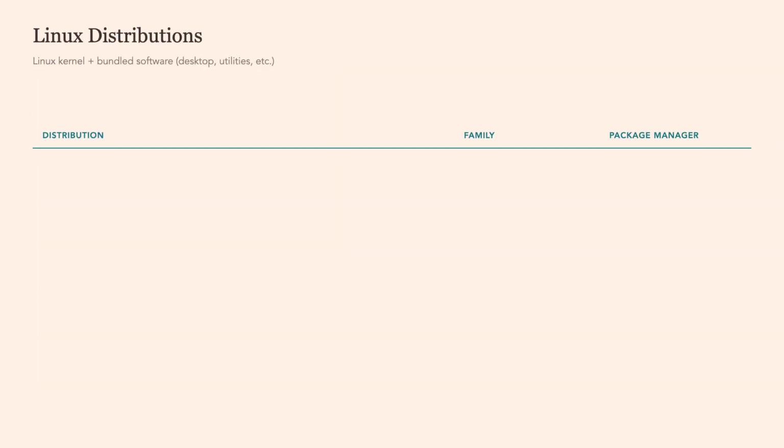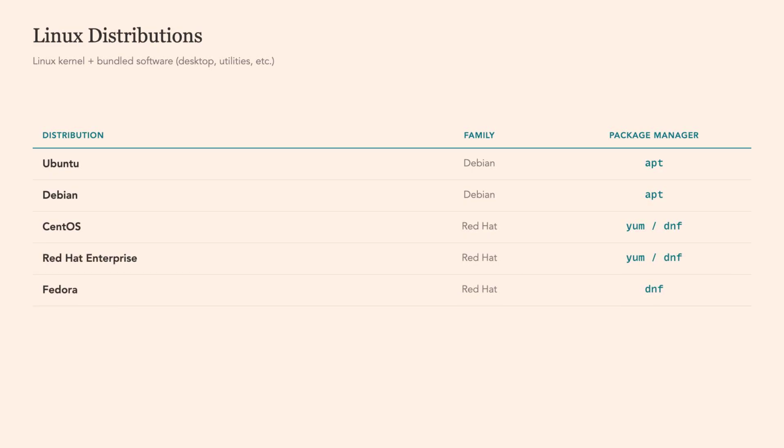Linux comes in many different flavors called distributions. A distribution combines the core Linux kernel with bundled software like package managers, desktop environments, and utilities. Let's look at the most common ones. The Debian family includes Ubuntu and Debian itself. These distributions use the apt package manager, which makes installing software straightforward. The Red Hat family includes CentOS, Red Hat Enterprise Linux, and Fedora. These use either Yum or DNF as their package manager. There is also OpenSUSE, which uses the Zypper package manager.